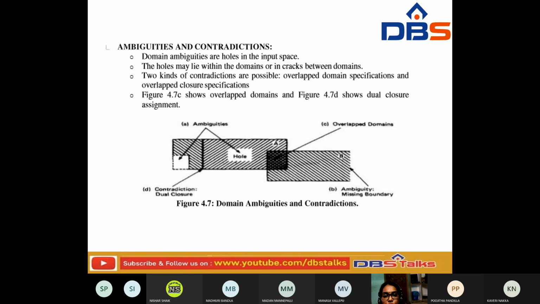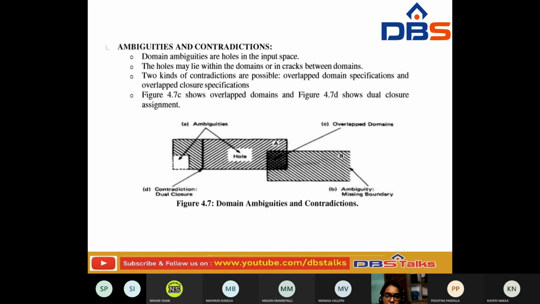See how ambiguity and contradiction may arise. Here, the domain ambiguities are the holes in the input space, and the holes may lie within the domains or in the cracks between the domains. Only two types of contradictions are possible: overlapped domain specifications and overlapped closure specifications. If you observe this figure, it shows one domain and another domain, and this part is overlapped between the two domains. So we have the chance to get ambiguity.